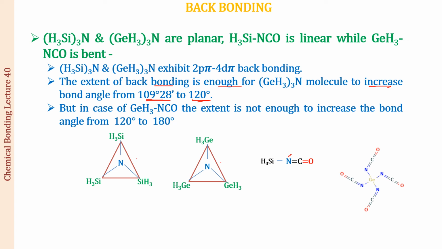So trisilyl amine is going to be one exception that you have to remember, where there is going to be a 2p pi 4d pi back bonding, which is an effective one also.